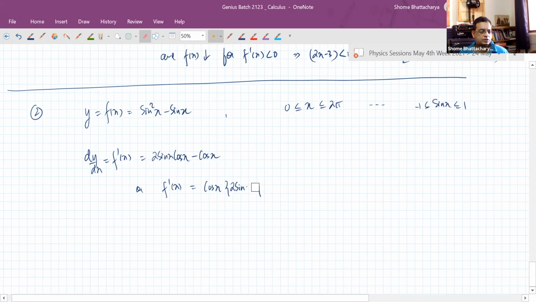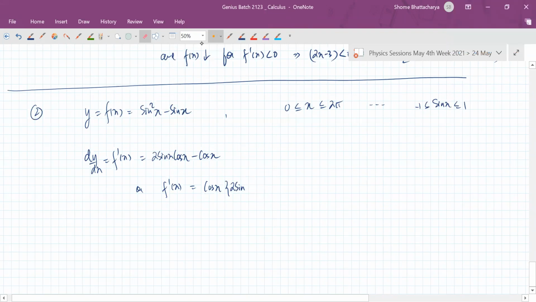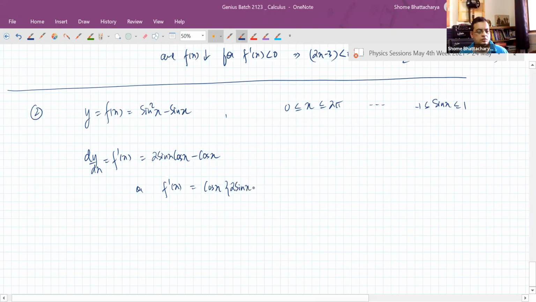Yes, Nishchay, you have a doubt, beta? Sir, what if we do it by sine 2x minus cos x equal to 0? Why will it be wrong? It will not be wrong, beta. It's just that it will be difficult to analyze. Okay. I'll show you why.